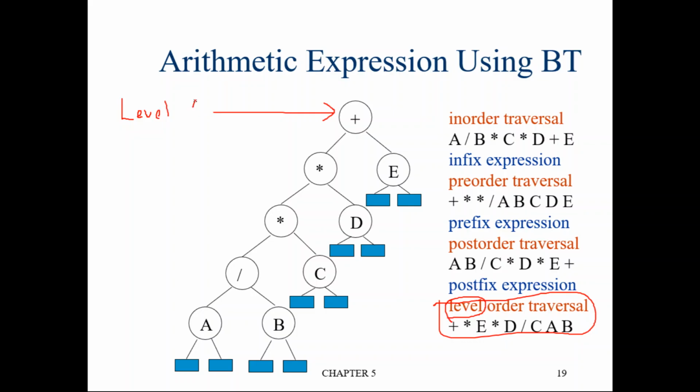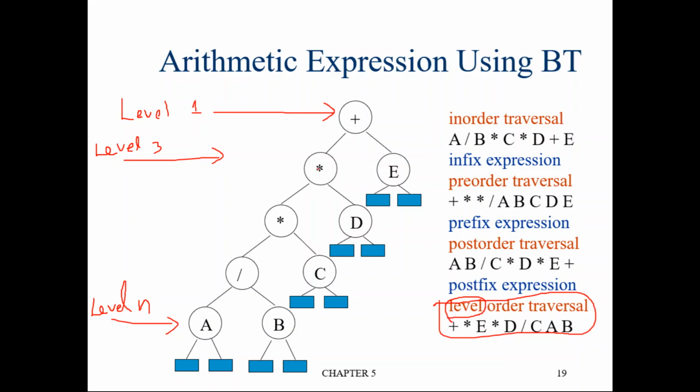Once level 1 is completed, go to level 2. Visit all the nodes from left to right. Once level 2 is completed, go to level 3. Visit all the nodes from left to right. So on and so forth until you reach the nth level. After reaching level n, again visit all nodes from left to right. So this style of traversing is called level order traversal.